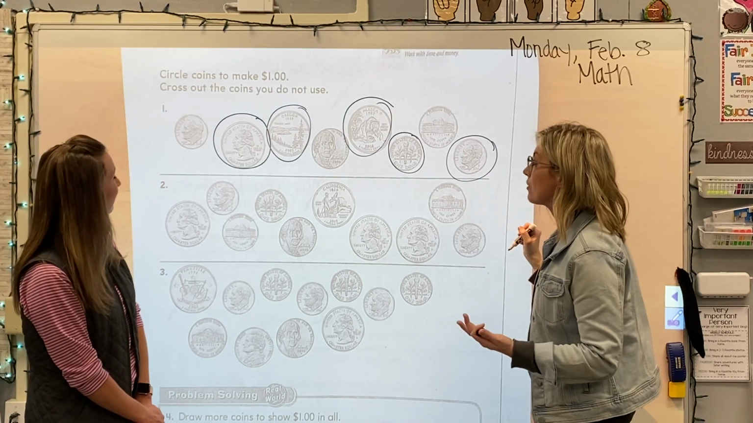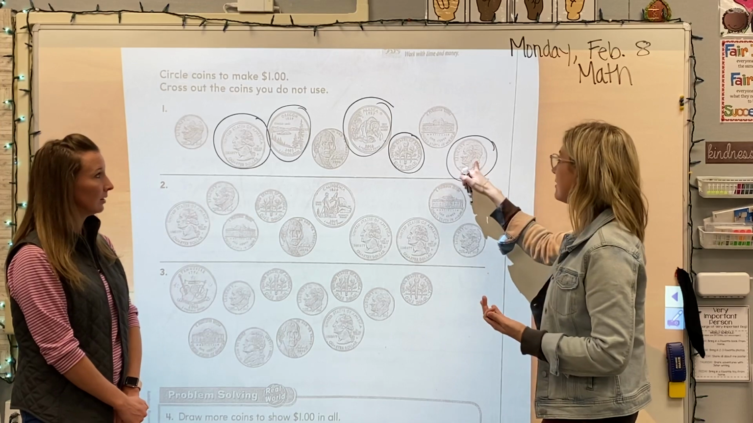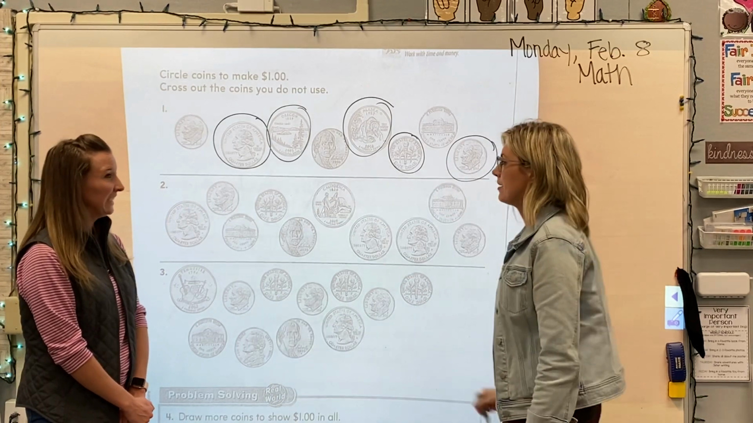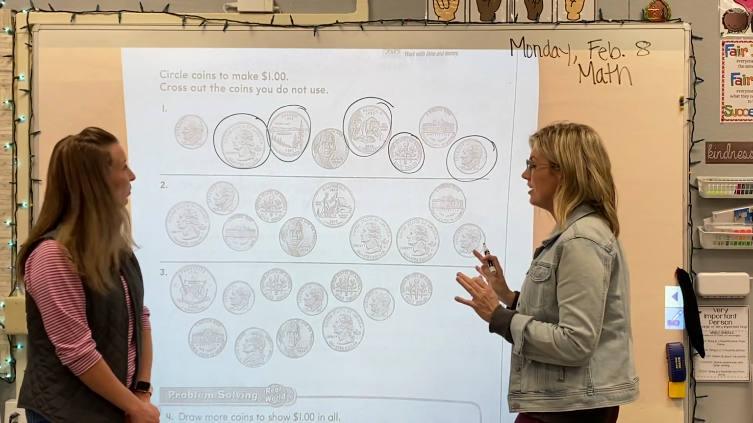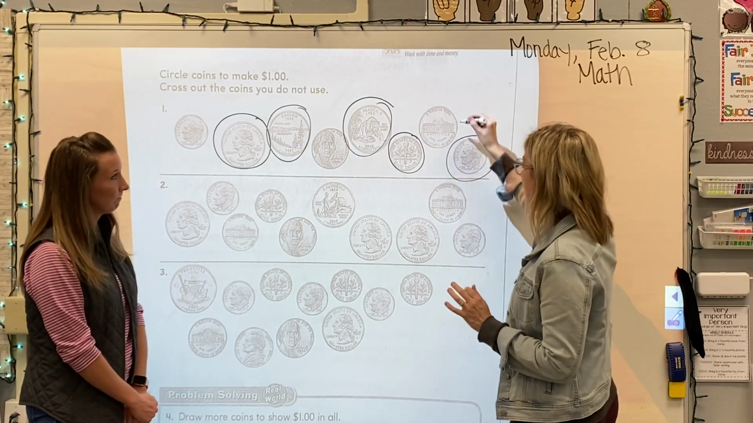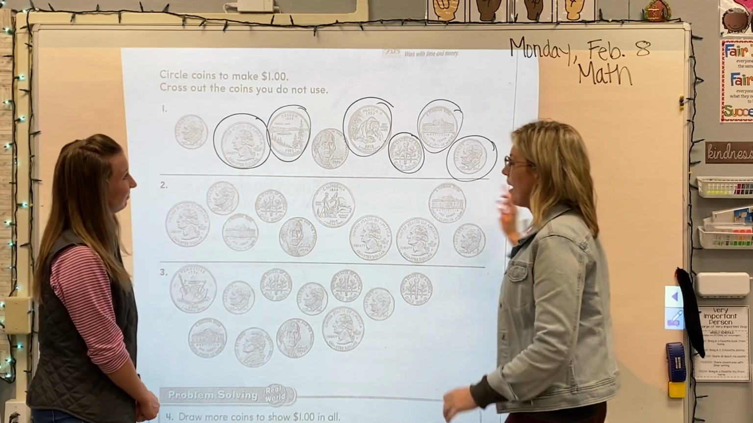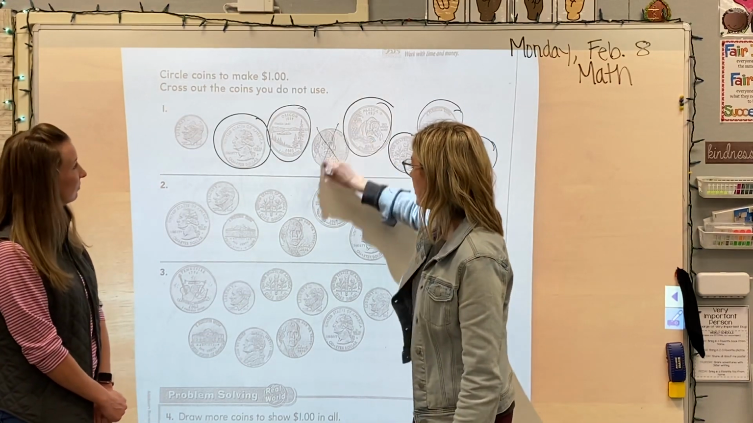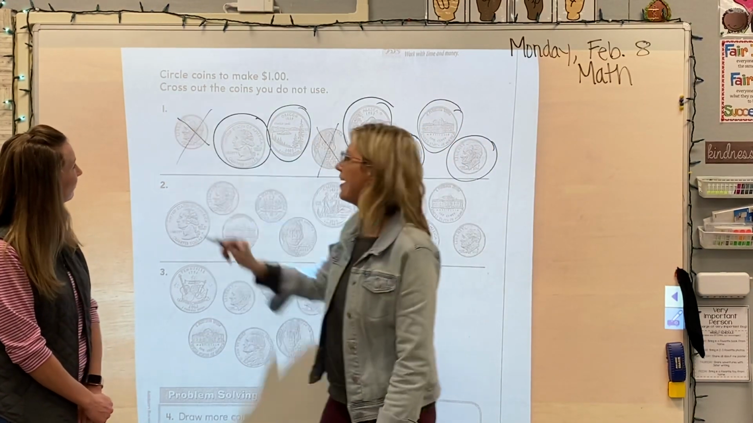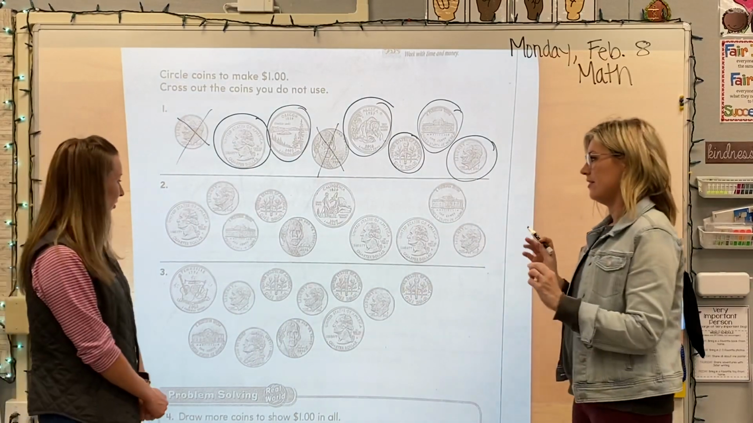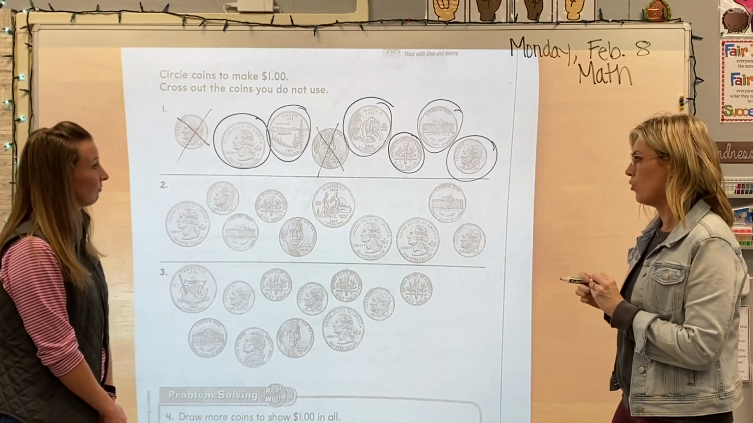And I still have 3 coins left. 95 cents. If I added another dime, I'd be at $1.05. That's too much. I only want to get to $1, so I just need to add 1 nickel, 5 cents, to get me to $1. That means I have 2 coins, one of my nickels and one of my dimes that I did not need and I need to cross out. You're absolutely right.